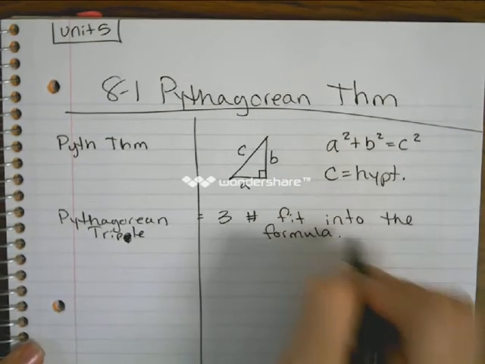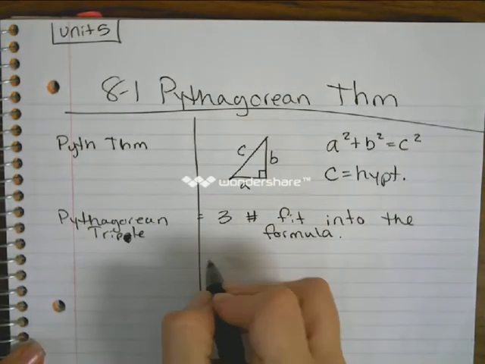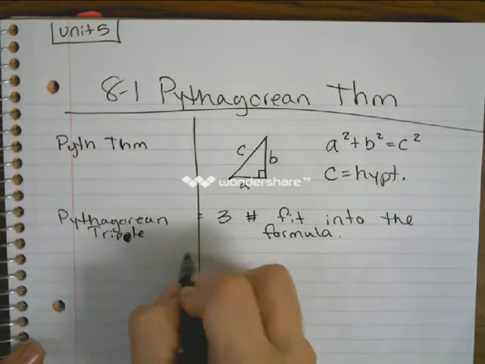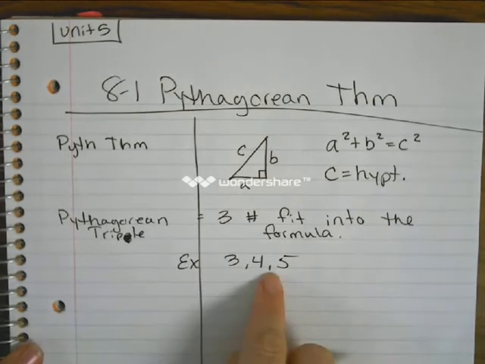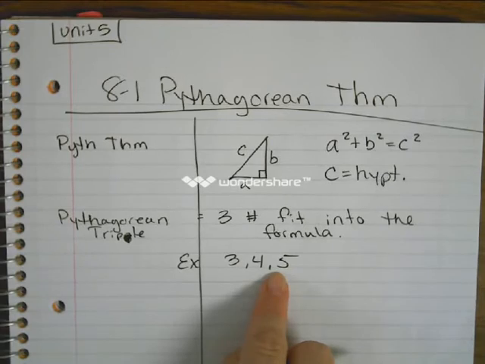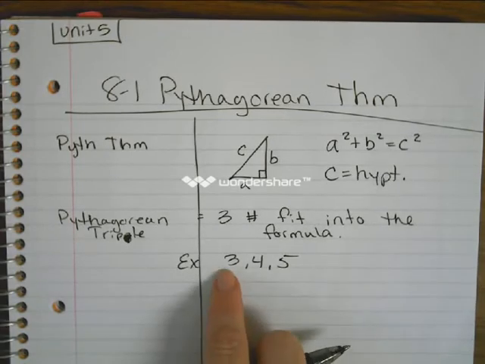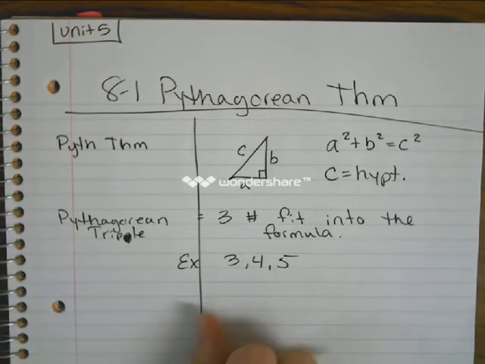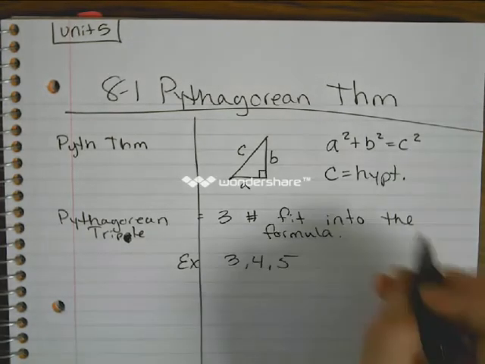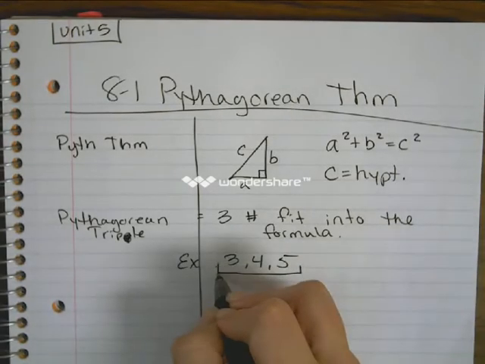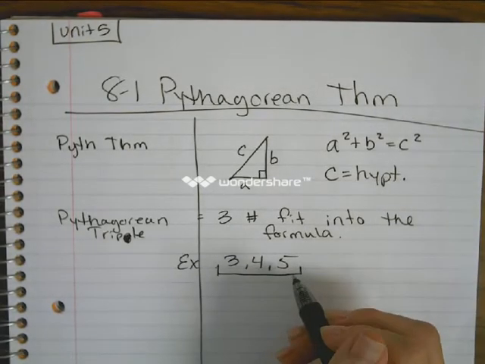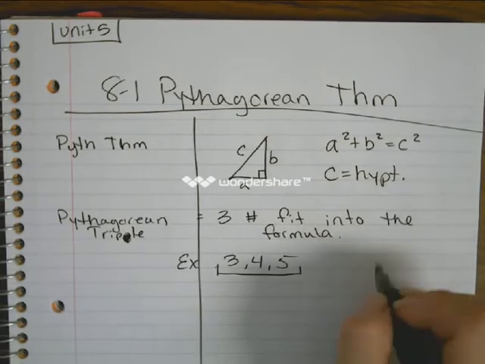Okay. Some common examples of Pythagorean triples are 3, 4, 5. This is an extremely common one. Construction workers use it all the time to make sure that they have right angles. They'll measure off 3 and 4 and make sure that the third measure is 5 to make sure it's a 90-degree angle. If you memorize this one, it will save you a lot of time because you will see this combination often. The other one is 5, 12, and 13.